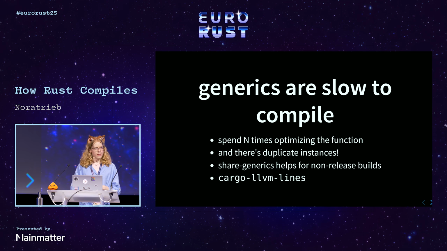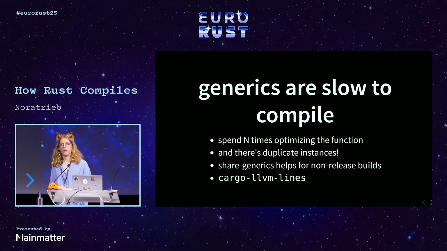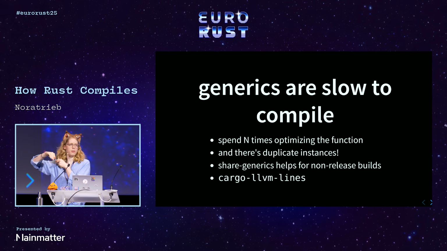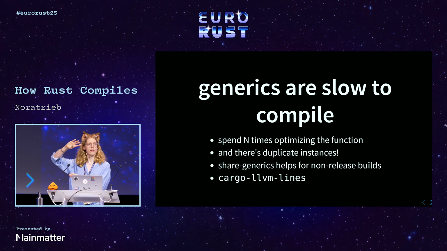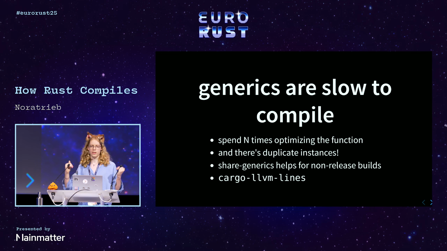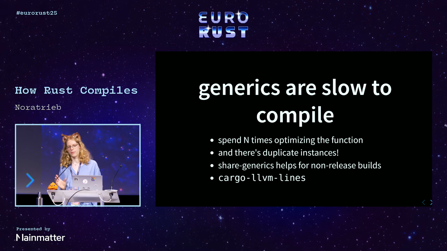There's a shared generics flag that's on by default for non-release builds, which means that if there's a parent crate that has a specific instantiation, like for example, Vec push of U8, and a downstream crate calls this too, you can reuse the instantiation from there, but this doesn't work for two sibling crates since they can't see each other. So it doesn't help that much.